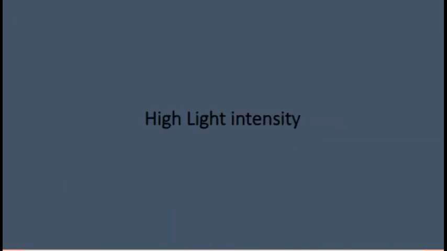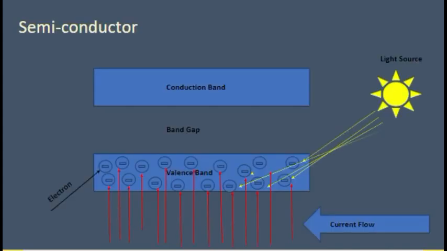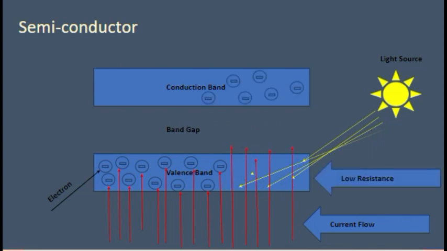In high light intensity, you observe the following. We have more photons coming from the incident light, which are absorbed by the semiconductor material, resulting in more electrons moving through the band gap to the conduction band, hence the low resistance of current moving through the semiconductor material.